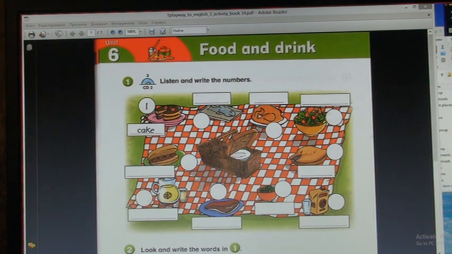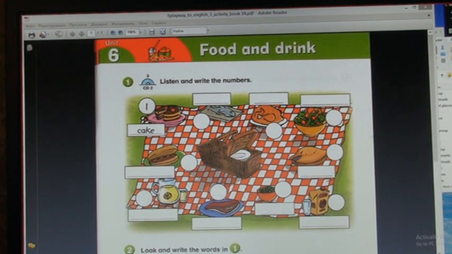Pie. Пирог. Да, надо закрыть ротик и открыть его, и чтобы такой небольшой хлопочек получился. Pie. Yes. Oh, thank you so much, Kitty. Good job. Boys and girls, please repeat after Kitty. Pie. Good.